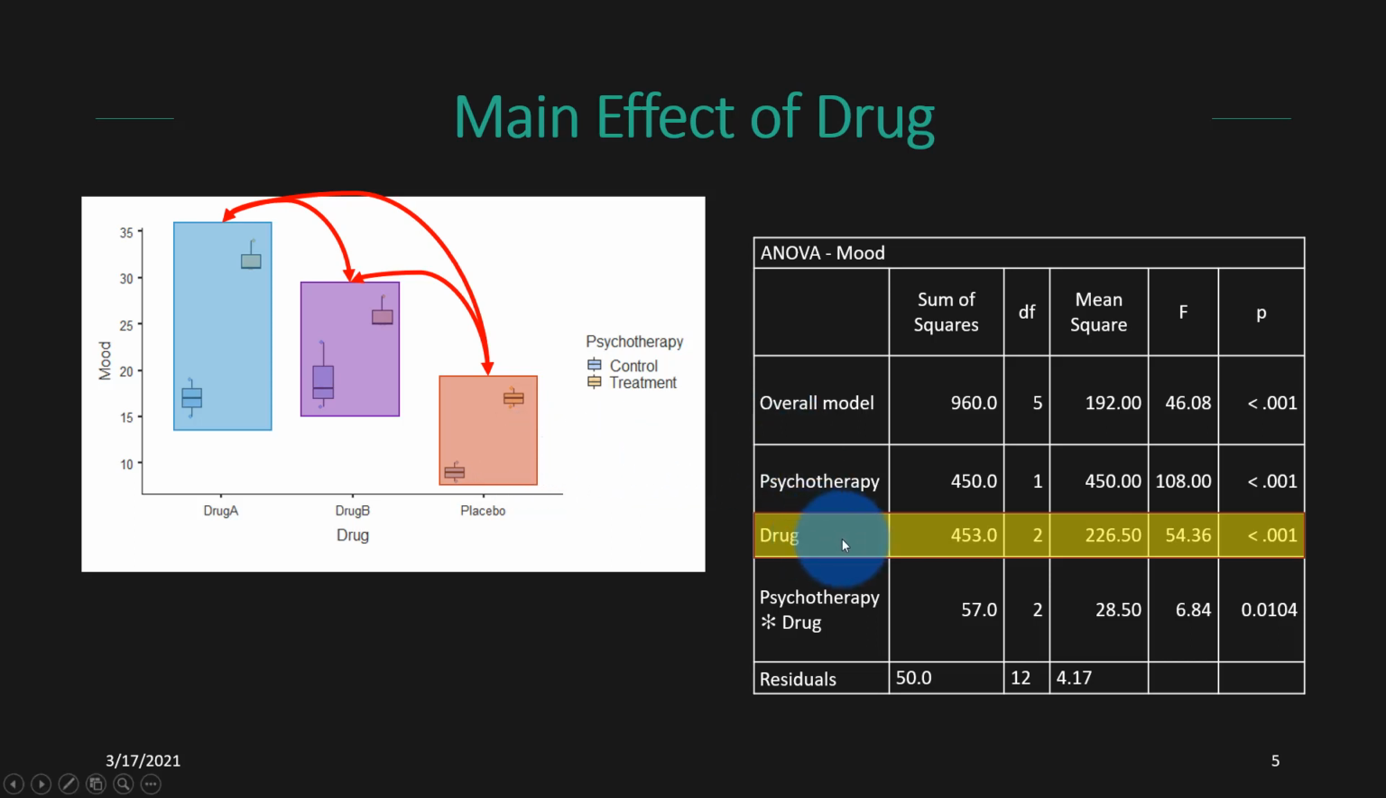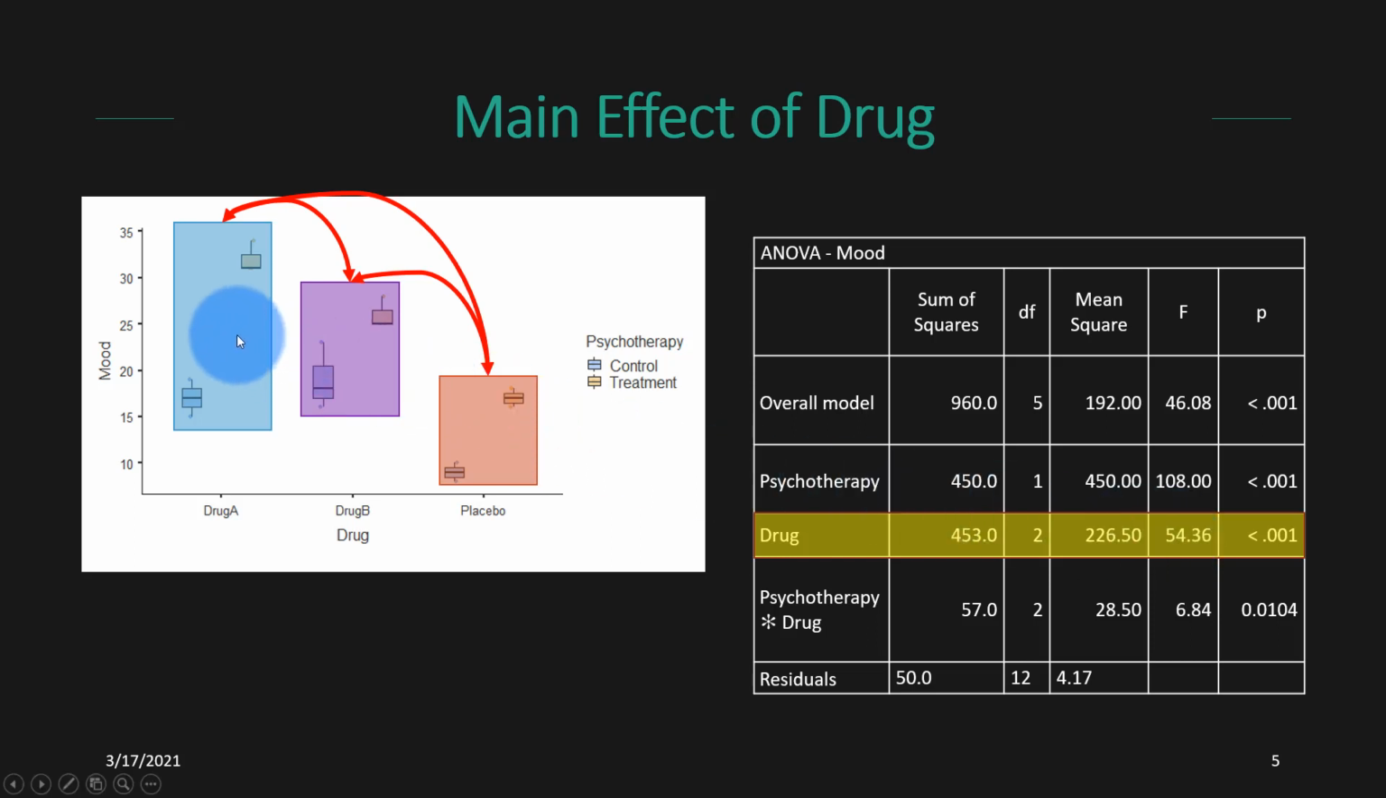Similarly, if just the main effect of drug was significant, and now let's pretend like the main effect of psychotherapy was not significant and the interaction was not significant, we would have to unpack where the differences are between our different drugs. Now, the main effect of drug has 2 degrees of freedom, so this is a situation where we would have to do some number of post-hoc tests following the statistically significant omnibus test.